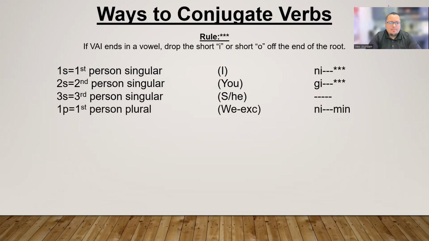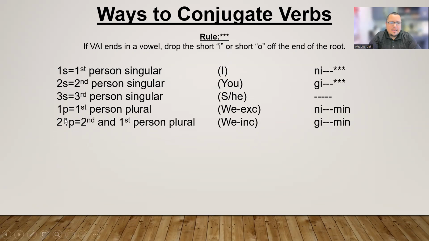First person plural, 1P. We, excluding the person we're talking to: ni plus the verb plus min. Second and first person plural, 21P, is the code you see often in language books or dictionaries. It means that we, even including the person we're talking to, are doing something. So gi plus your verb plus min. Second person plural, oftentimes we see 2P, and that's talking about yous, more than one. You all or yous: gi plus our verb plus m.